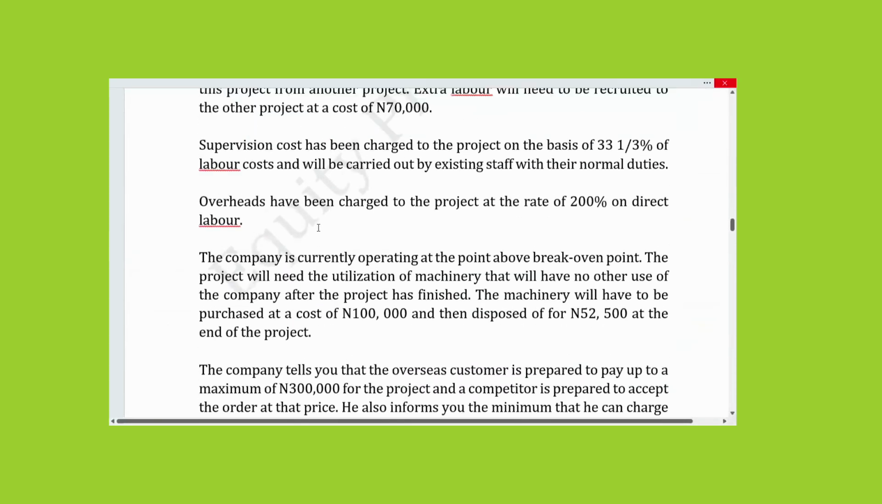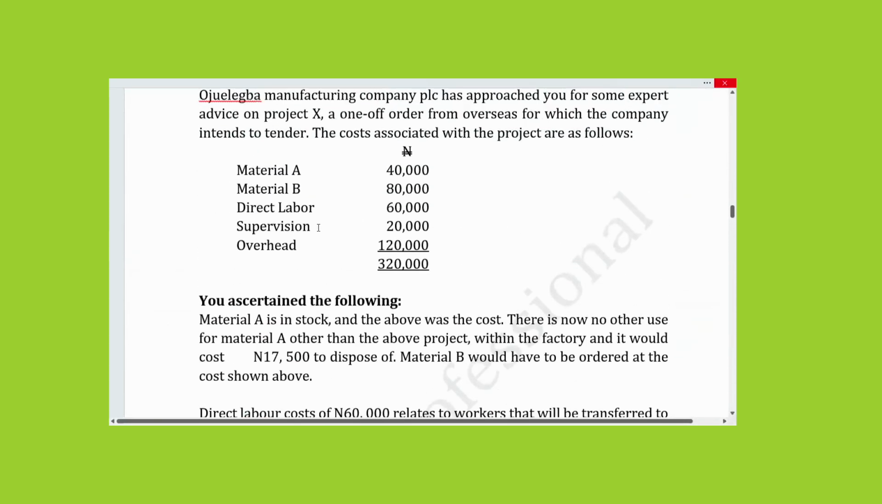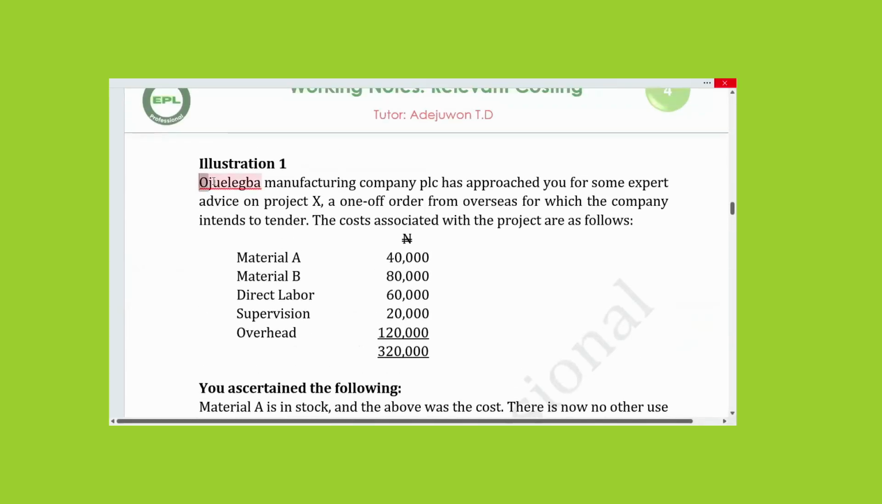You recall at the beginning, in the introduction to the question, you are told that Ojuelegba Manufacturing Company PLC has approached you for some expert advice on Project X, a one-off order from overseas for which the company intends to tender. So the company has approached you. Who are you? You are an expert. What kind of expert? You are a management accountant. Okay? The company has approached you. The company is just a generic name. It's not related to any individual.